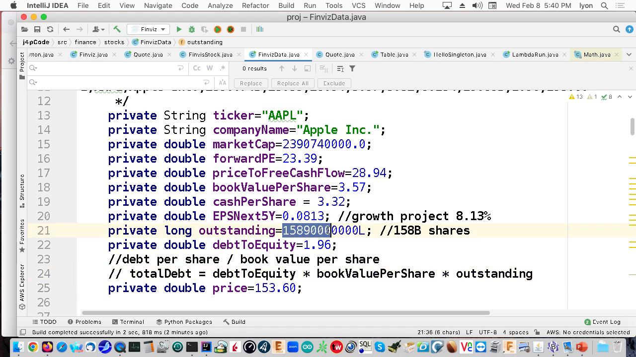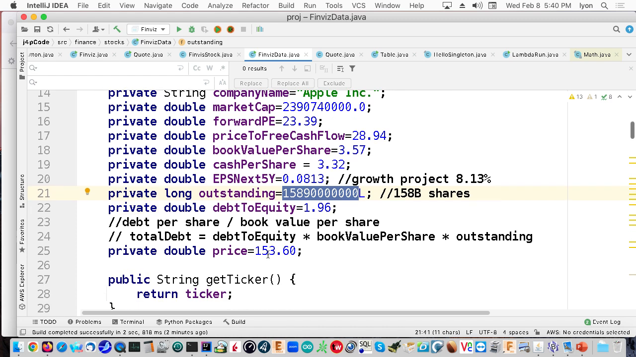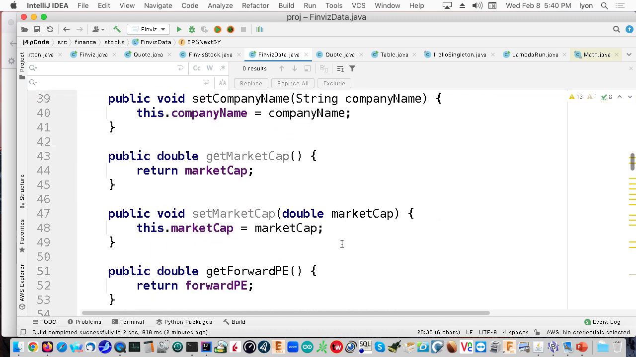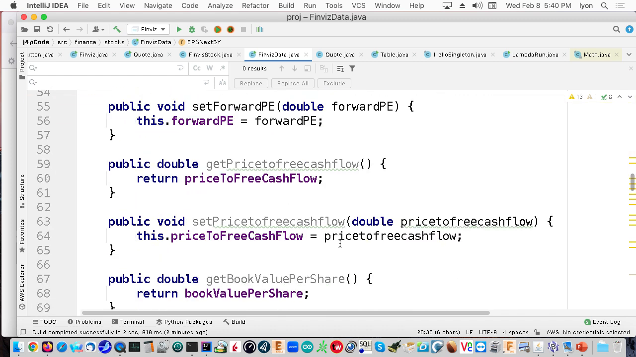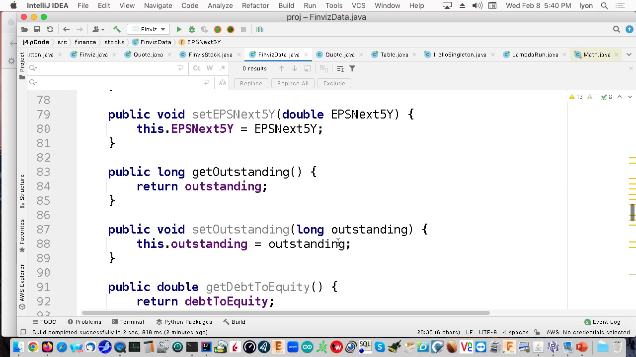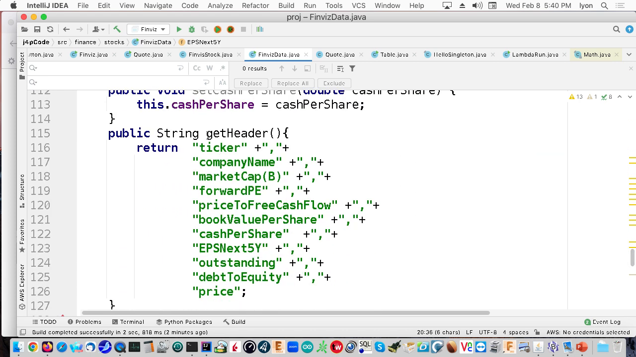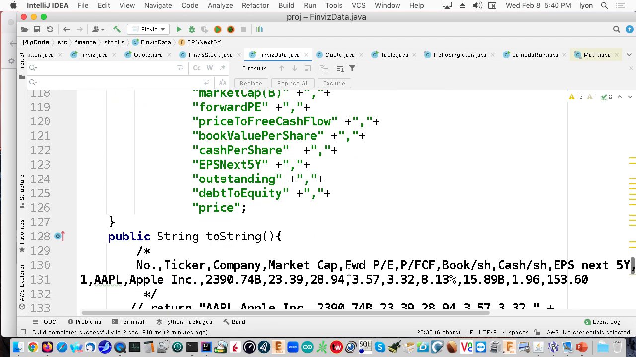Also notice that the outstanding share count is a long number. It's a very big number. So you can't just use ints because that won't fit. A lot of numbers in finance are like that. The percentage is expressed as a fraction of 1, which kind of makes sense. I put getters and setters into everything just to make things nice and neat. And then I put in a thing here called the header. So if you want to, you can print out the header just by calling getHeader and then printing it.